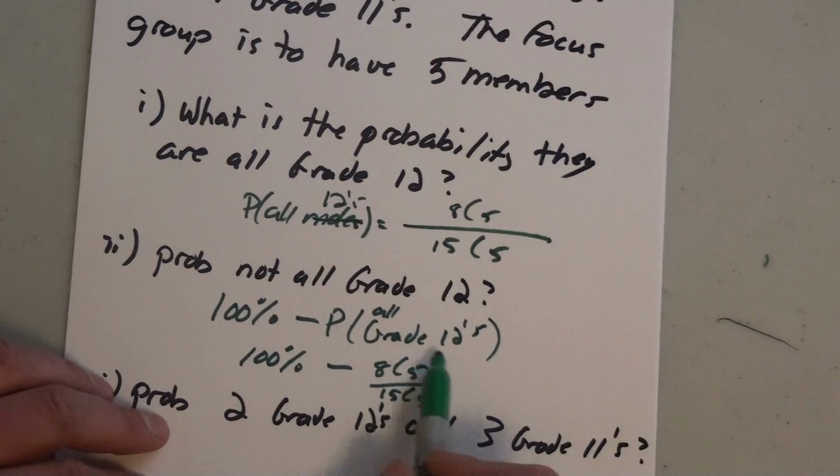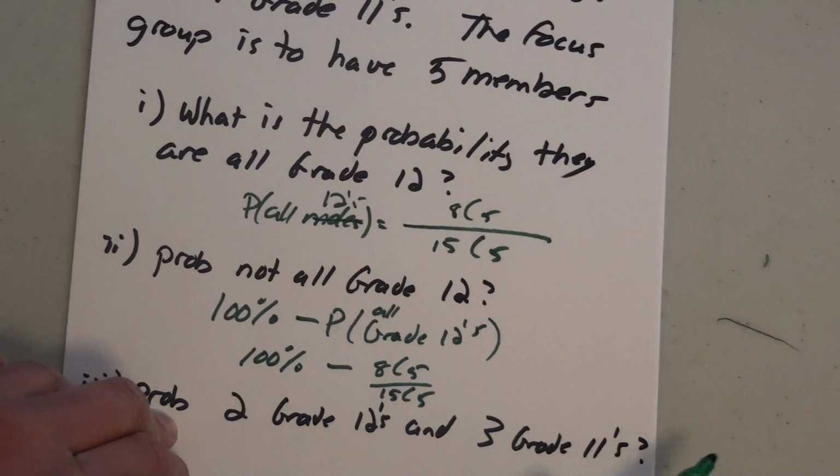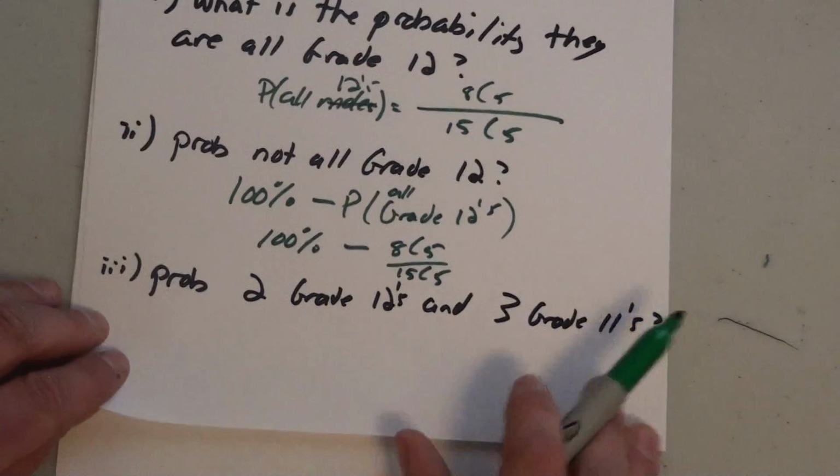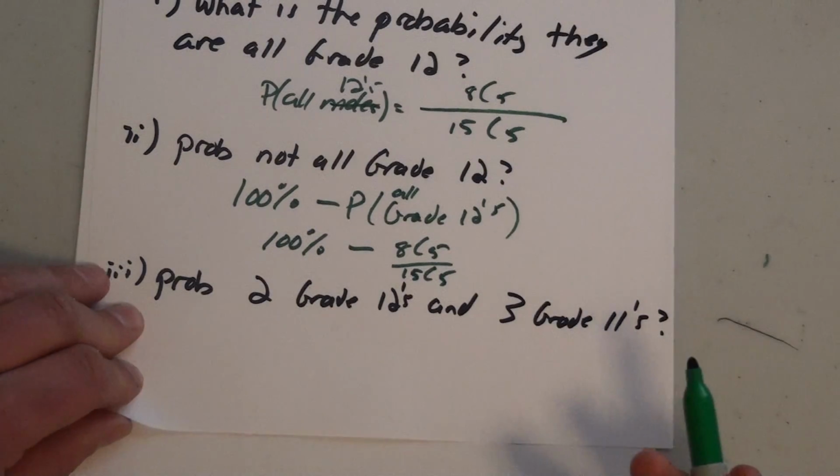Okay, you just took away the probability of them actually being all grade 12s from 100%, and that will give you the probability of them not being all grade 12s. Now, the probability of 2 grade 12s and 3 grade 11s. Okay, that's what I want for this scenario.